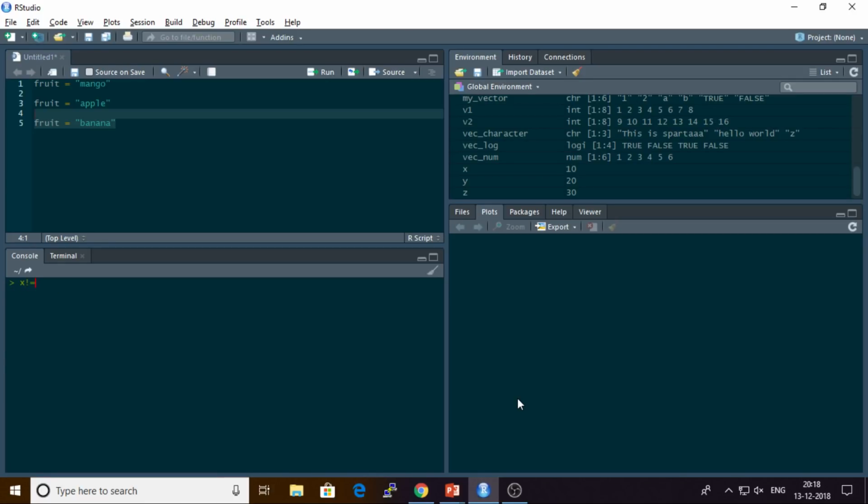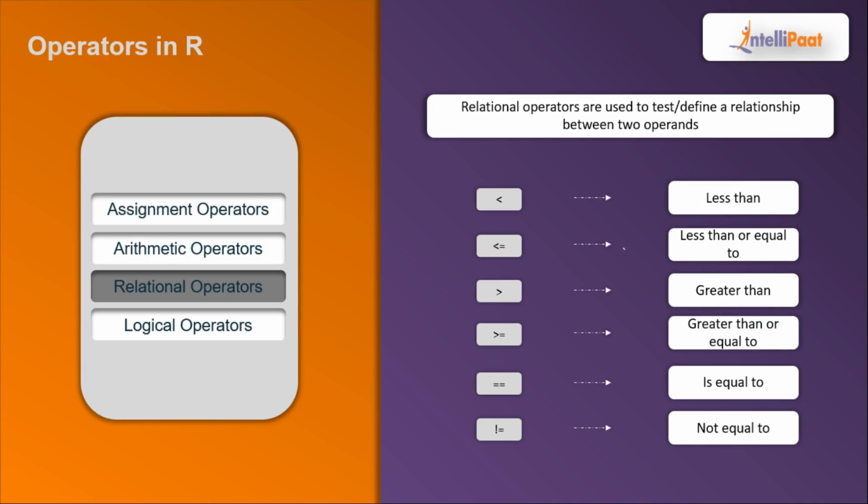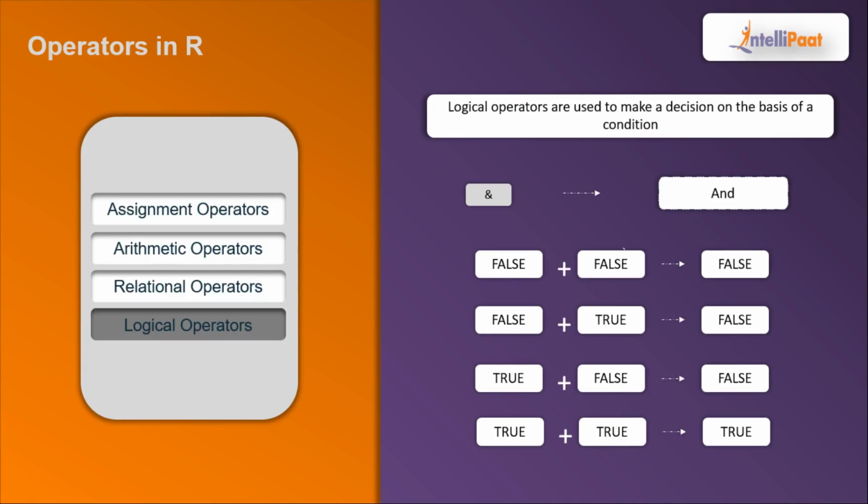Now let me check if x is not equal to y. So this would obviously be true because 10 is obviously not equal to 20. So these were some of the relational operators. And then we have the logical operators. The logical operators are basically used to make a decision on the basis of a condition. And the two most majorly used logical operators are the AND operator and the OR operator.